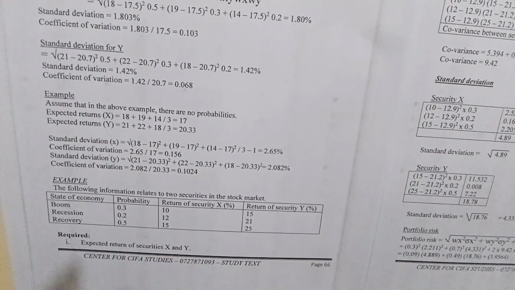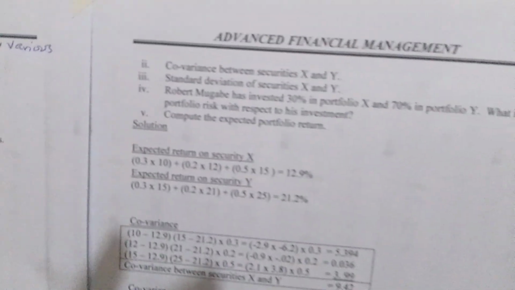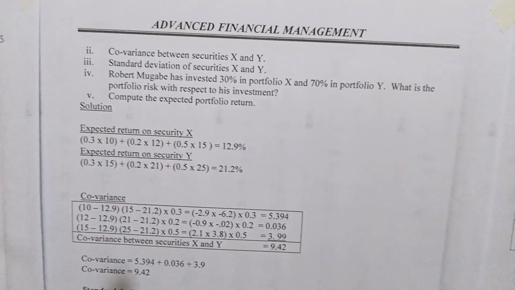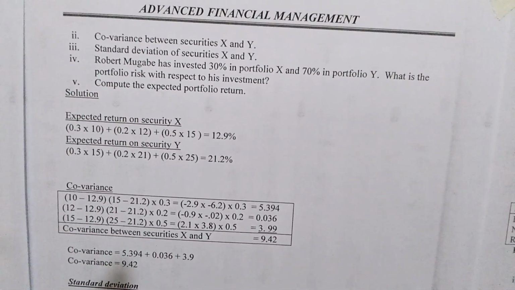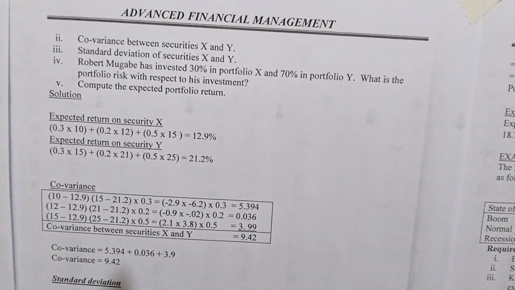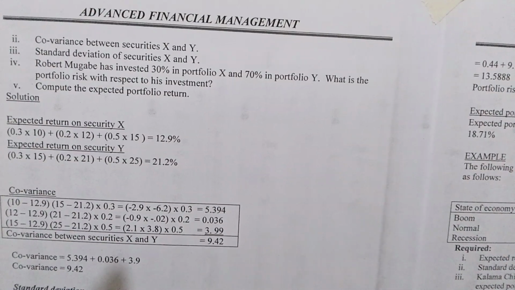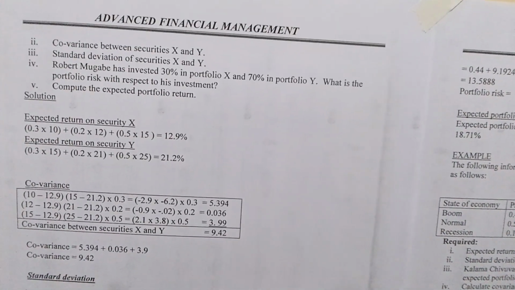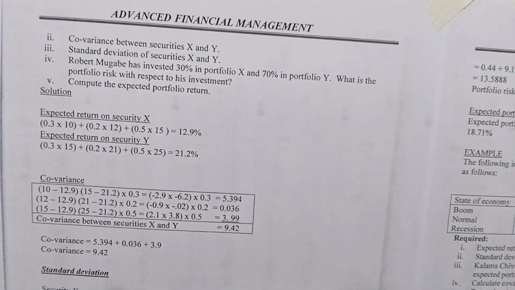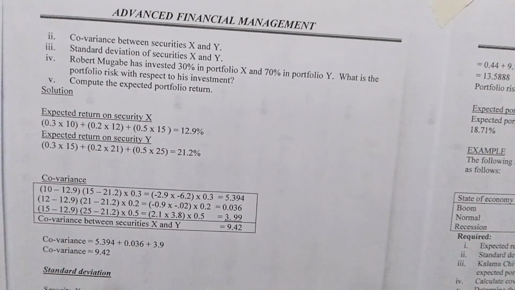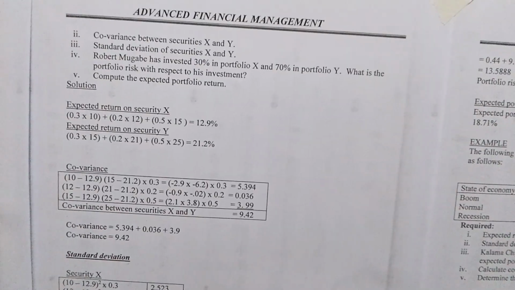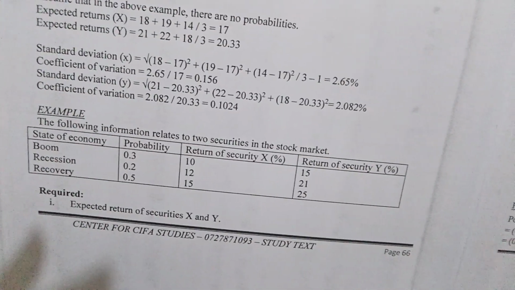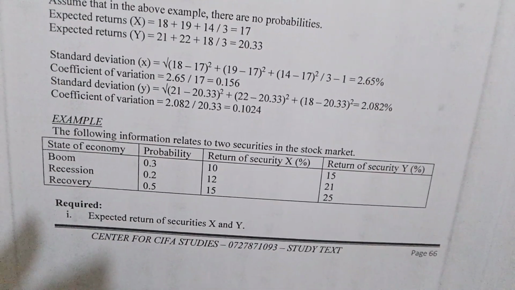Required: 1, expected return of securities X and Y. Number 2, covariance between securities X and Y. Number 3, standard deviation of securities X and Y. Number 4, Robert Mugambe has invested 30 percent in portfolio X and 70% in portfolio Y. What is the portfolio risk with respect to his investment? And number 5, compute the expected portfolio return. So that is the question. We start with question Roman number 1, which requires you to calculate the expected return of these securities.